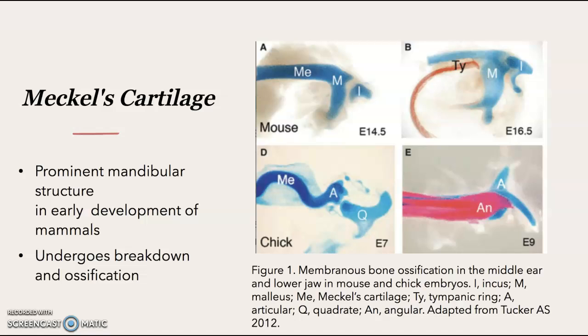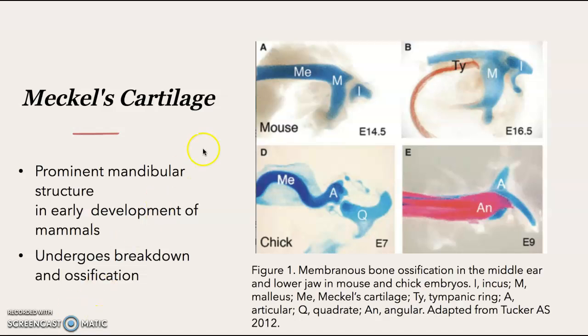So what is Meckel's cartilage? Meckel's cartilage is a prominent mandibular structure that is present in the early development of mammals. It functions in providing support and structure to the developing lower jawbone. Throughout this development, Meckel's cartilage will undergo a breakdown and then ossify to become the bony structure of the jawbone.